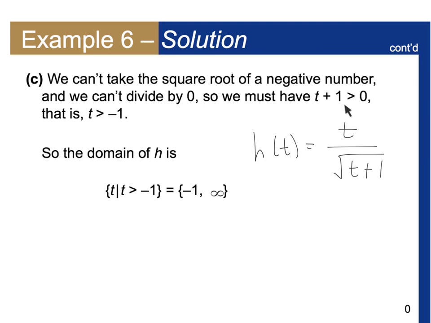So we have t plus 1 is greater than 0, so we can just say t is greater than minus 1. So this would be our domain for this function, the set of all t such that t is greater than minus 1. That way we get a positive in this square root. We can't get a 0.